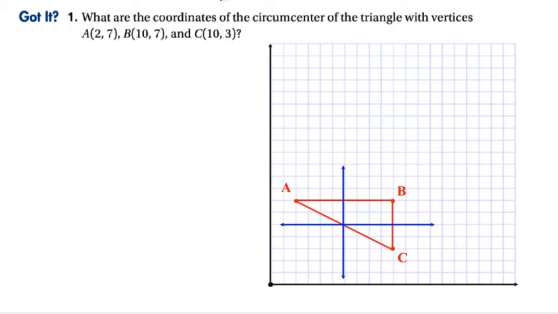So the intersection of those two lines would be the coordinate. Let me go ahead and write this down for you. It looks like it's going to be 6, 5, I believe. Let me just verify that. So we go over 6 and up 5, 1, 2, 3, 4, 5, and that gives us the coordinates of the circumcenter.